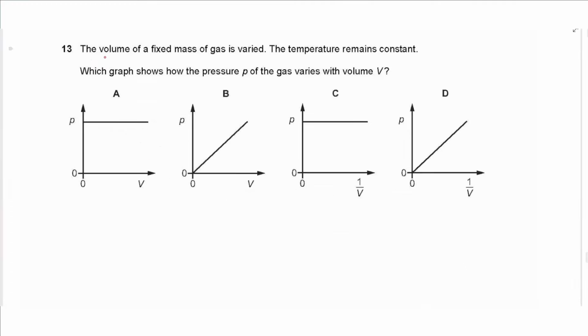Question 13 says the volume of a fixed mass of gas is varied. The temperature remains constant. Which graph shows how the pressure P of the gas varies with the volume? So pressure and volume are inversely proportional, so we would pick a graph of P against 1 over V and a straight line through the origin. So the answer is D. If it was pressure against volume, it would look like this. This is the shape of an inversely proportional graph. So this is in case of the x-axis being volume, not 1 over volume.